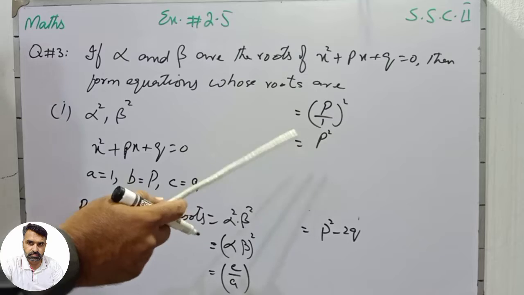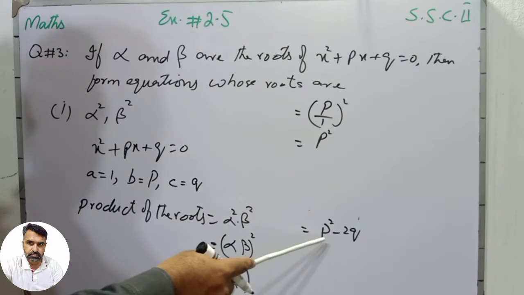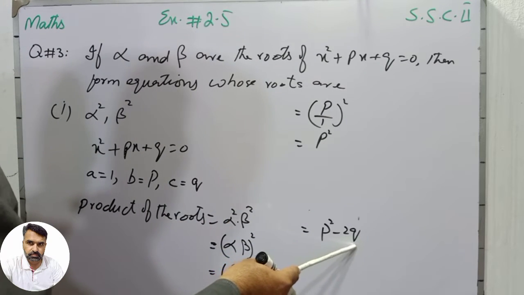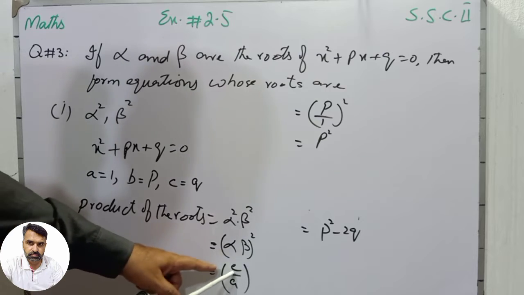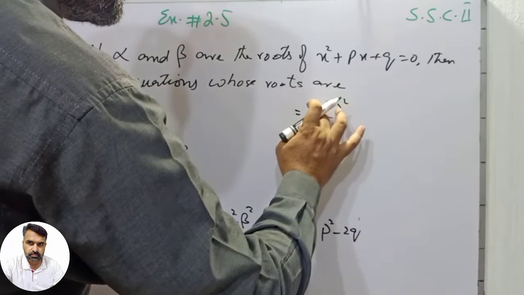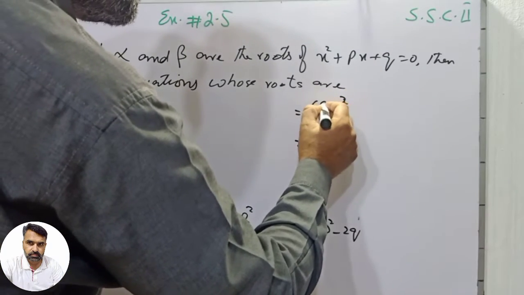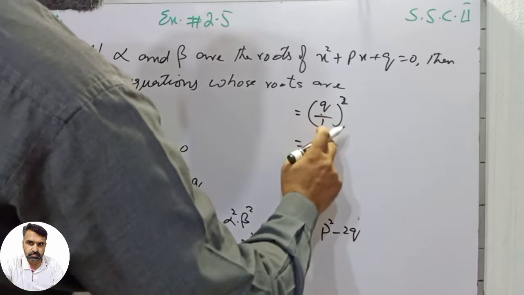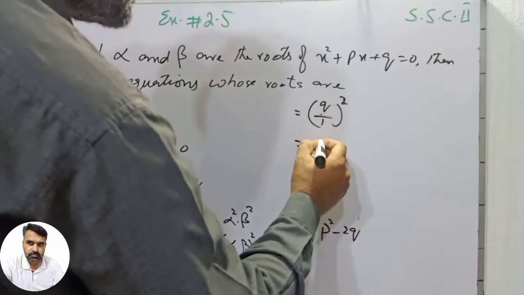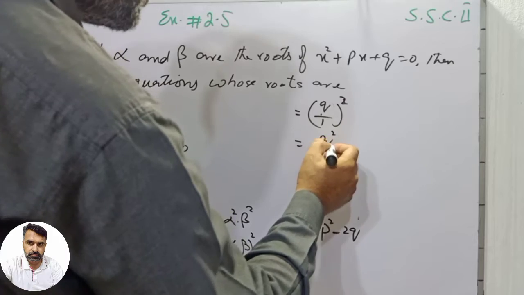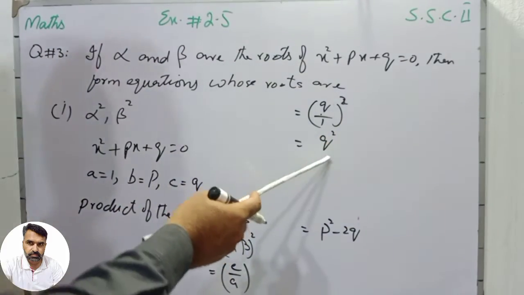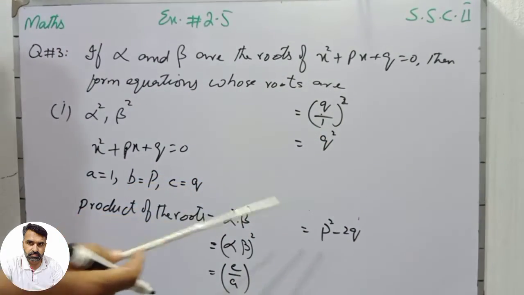So students, we have found out the sum, that is p square minus 2q. And sorry students, here the value of c is q, not p. So here we will write q over 1 square, and when we take the square of q, it will become q square over 1 square, and 1 square means 1, and 1 as denominator will not be written.